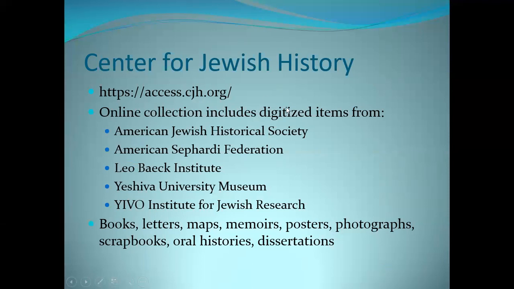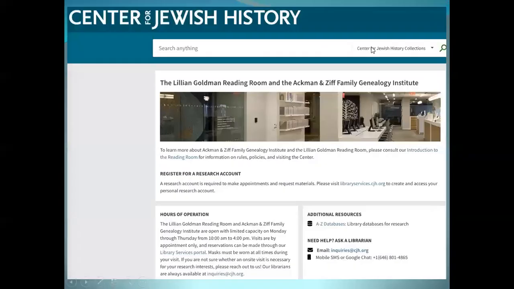The Center for Jewish History. They have information from multiple societies. Jewish Gen is actually part of Center for Jewish History now. They have ones I have talked about: American Jewish Historical Site, Leo Baeck, YIVO. They have whole bunches of different kinds of information available. So here's their page. The Lillian Goldman Reading Room and Ackman and Ziff Family Genealogy Institute. You can register for an account, it tells you when they're open, additional resources, library database for research.